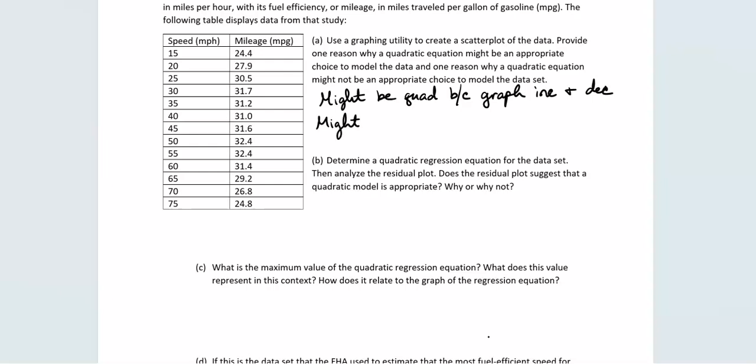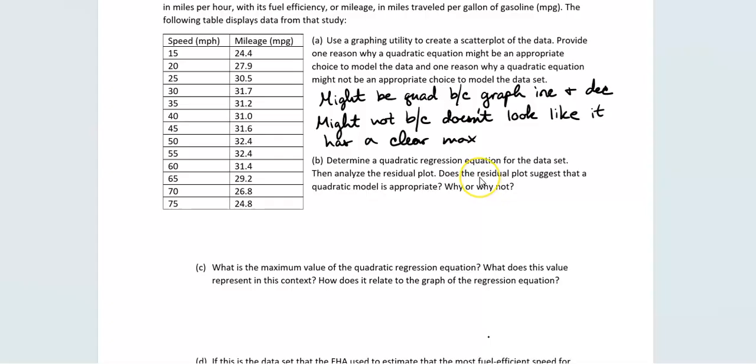It might not be because there's not a clear maximum, right? It doesn't actually go up to a point, so it doesn't look like it has a clear max. All right, and that's just one reason. You could probably come up with a couple.